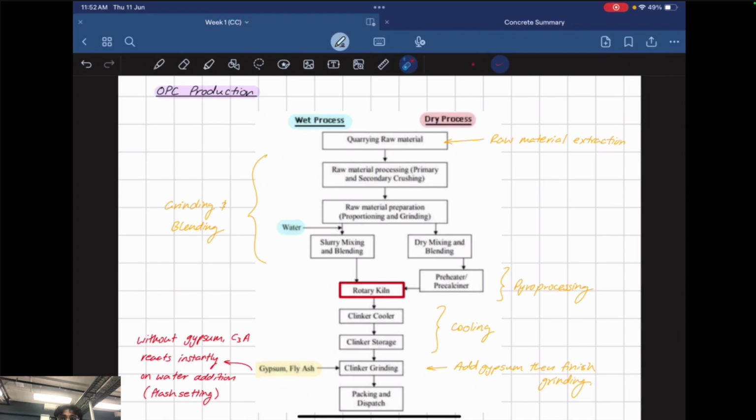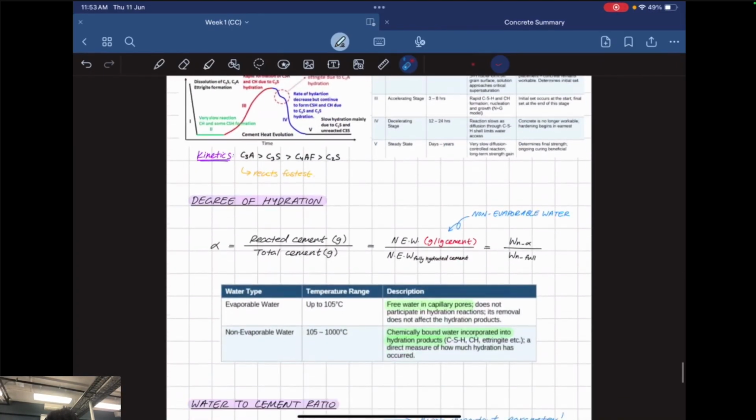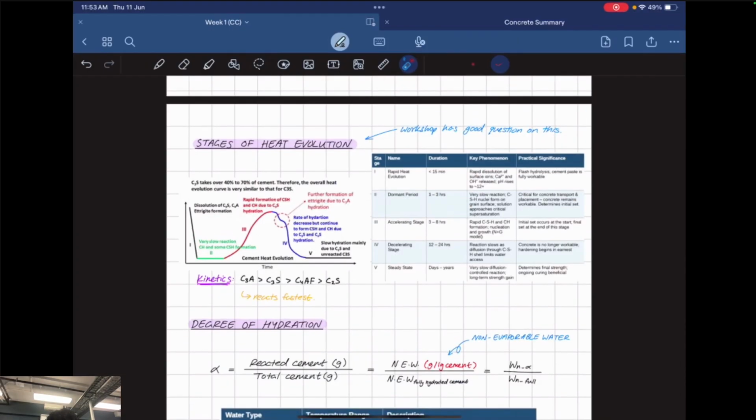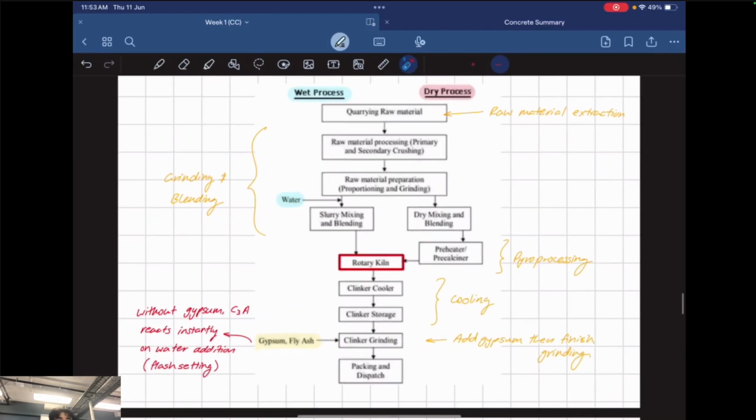There's a note that I added onto the left here: we add gypsum and then we finish grinding. The reason we use gypsum is because C3A, which is I think a clinker, but I forgot what it is, it's a clinker, I'm pretty sure, reacts instantly when water is added, which causes something called flash setting. That's something we actually want to avoid, right? So to counteract that, what we do is we add gypsum. Cool.